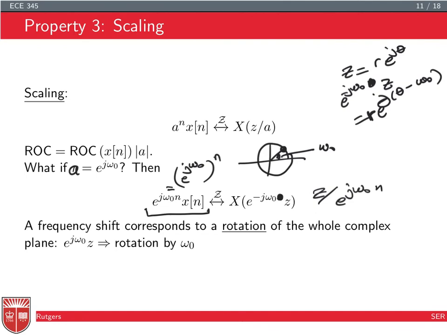And for this specific case of scaling, the ROC is the same. Let me write it down. The ROC does not change, because the amplitude of e to the j omega 0 is equal to 1. So you have to multiply the ROC by 1, and it's still the same.